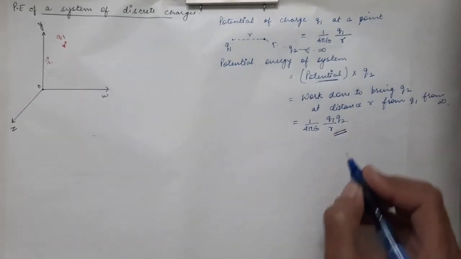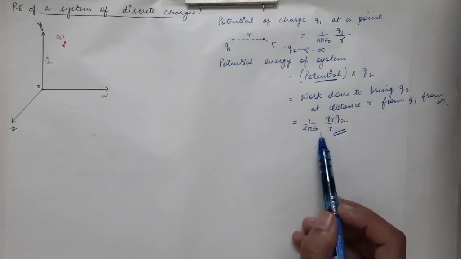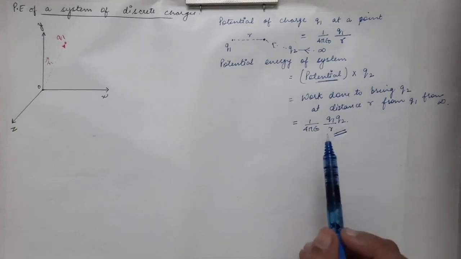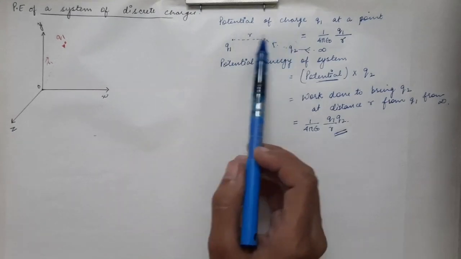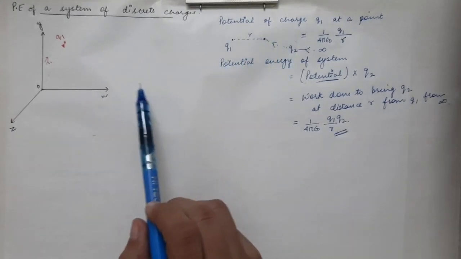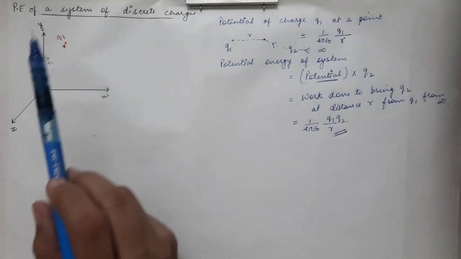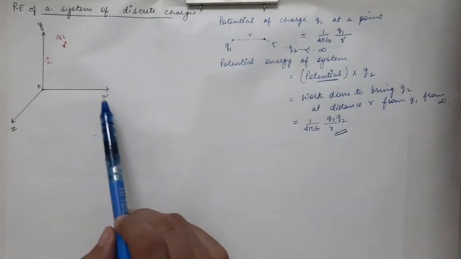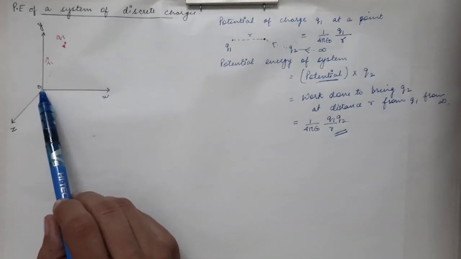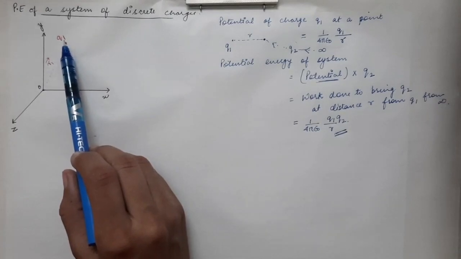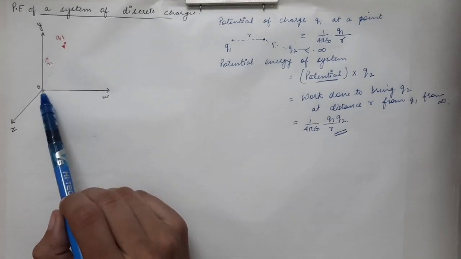So the work done, or you can say the potential energy which is stored in the system, is given by this particular formula. Now we are going to take into account a discrete number of charges. Now, instead of just two charges, we will have a number of charges. So we are going to find out the potential energy for that kind of system. So this is the coordinate system that I have drawn, x-axis, y-axis and z-axis. This is the origin of the coordinate system. Now here, first of all, I have placed q1 at a distance of r1 from the origin.